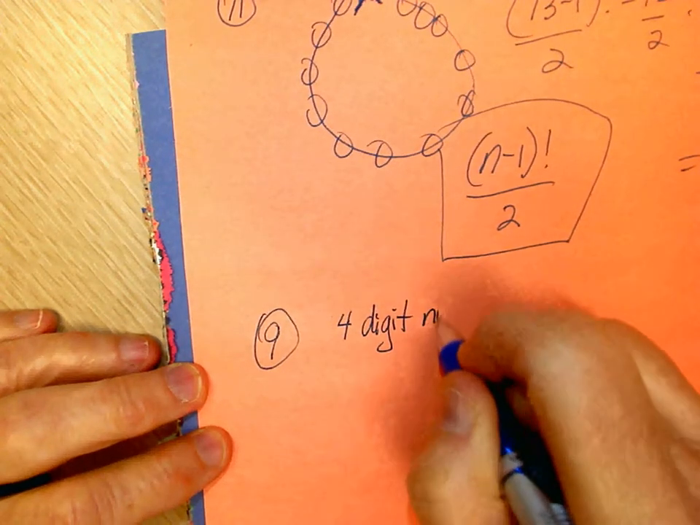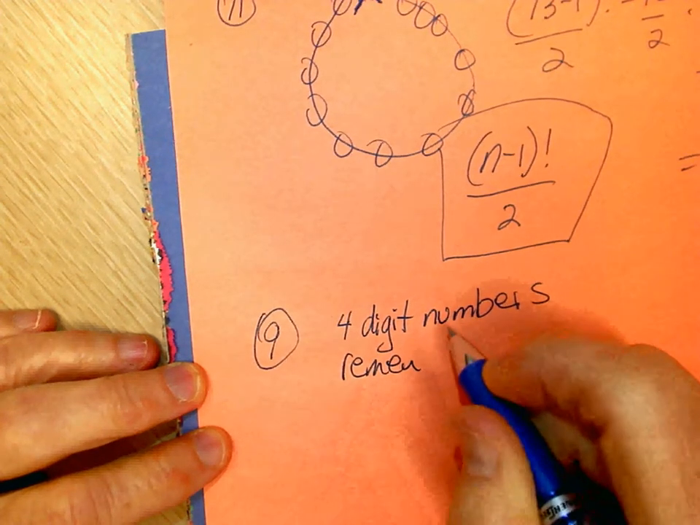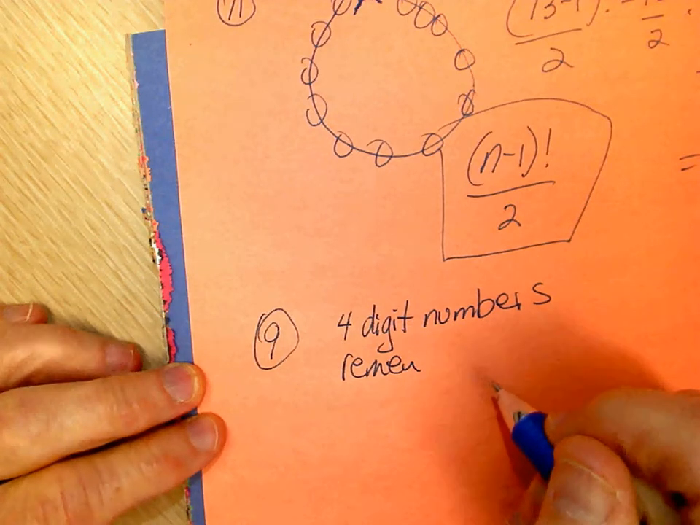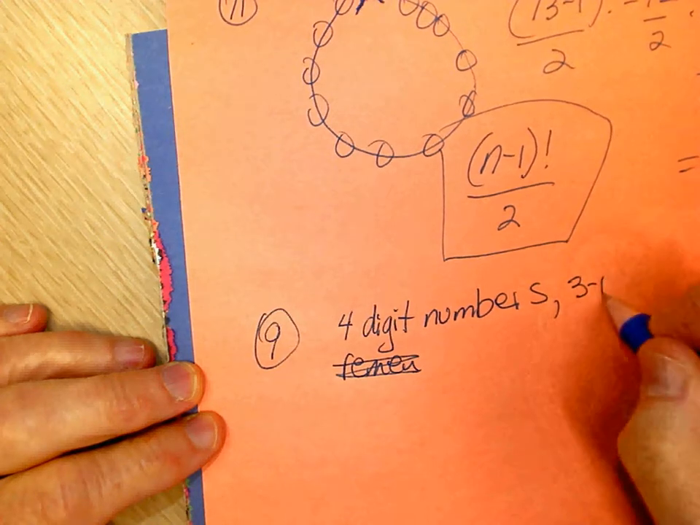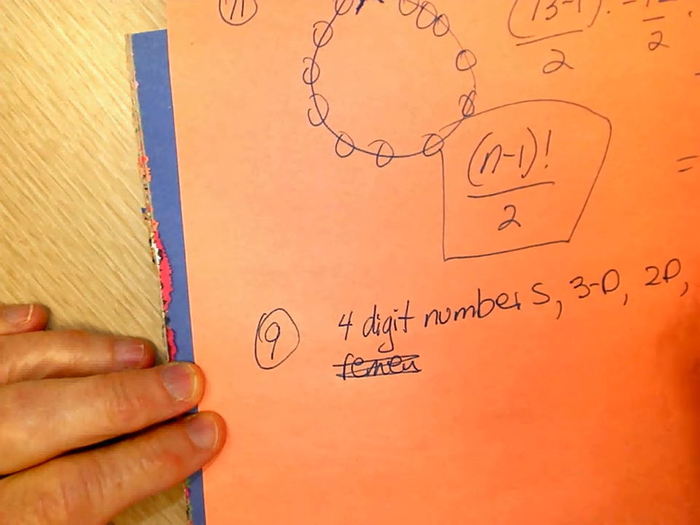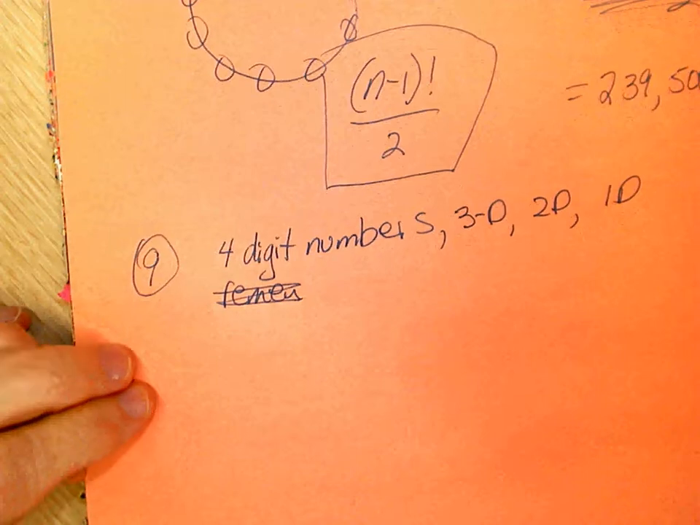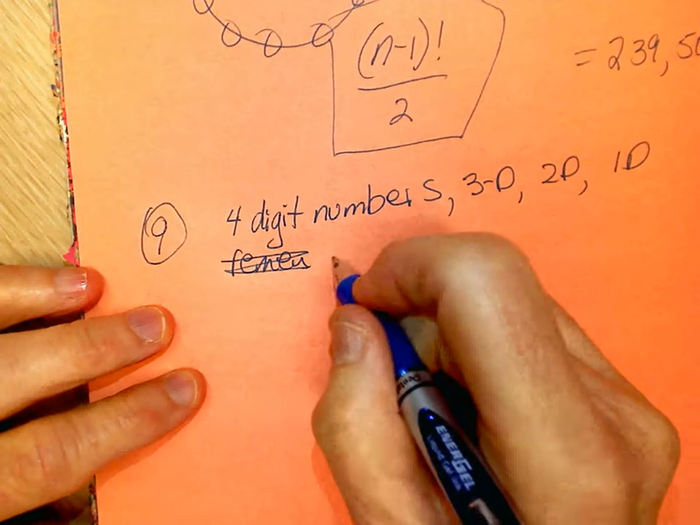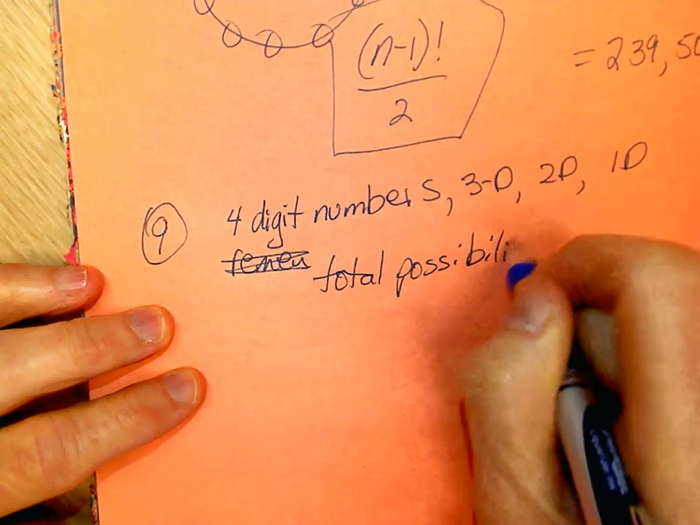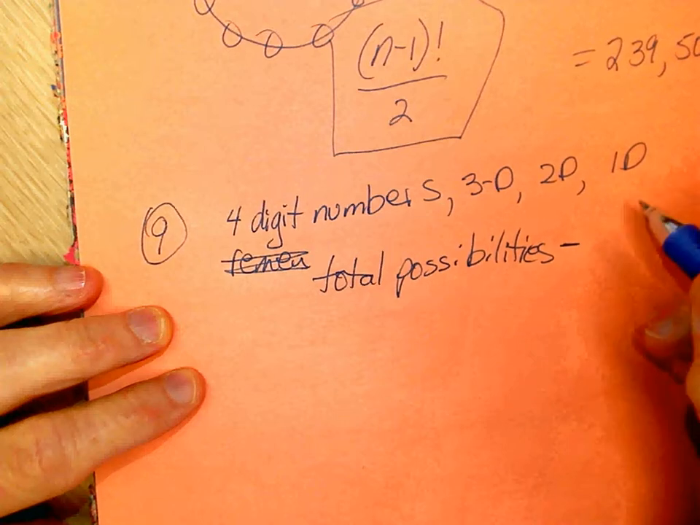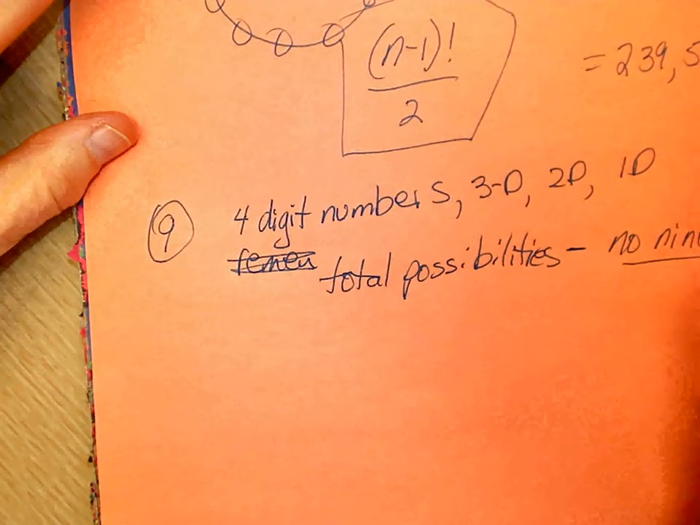Remember, actually it's going to be 4 digits or less, right? 4-digit numbers, they could be 3 digits, 2 digits, or 1 digit. Okay? So that's a little bit different. So what we're going to do is go total possibilities minus no 9s. And if we do no 9s, then we will be left with at least one 9.